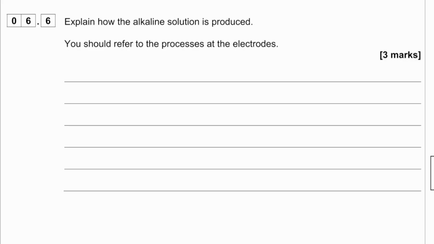6.6, explain how the alkaline solution is produced. You should refer to the processes at the electrodes. So it's giving you a big clue there as to what the 3 marks are for. And why do we get an alkaline solution at the end? Well, the idea is, what happens at the electrodes? We can start with that.